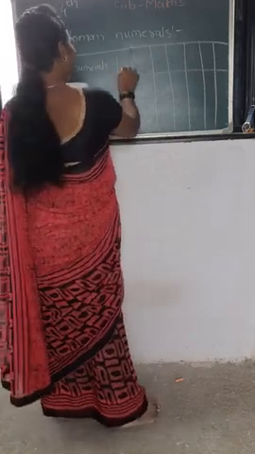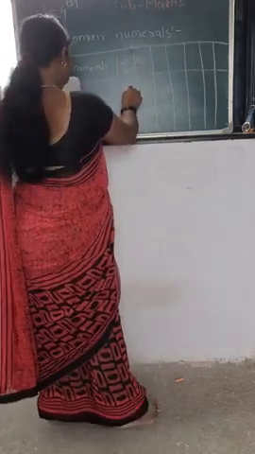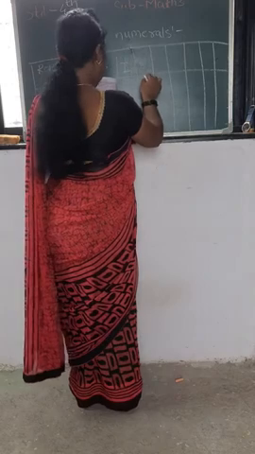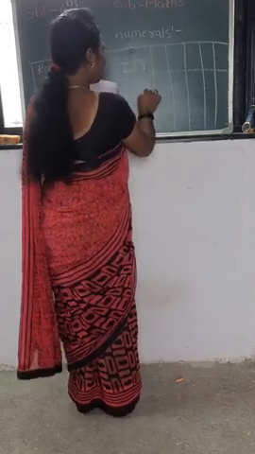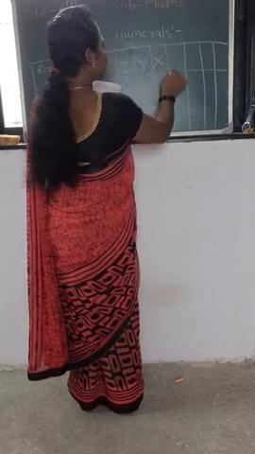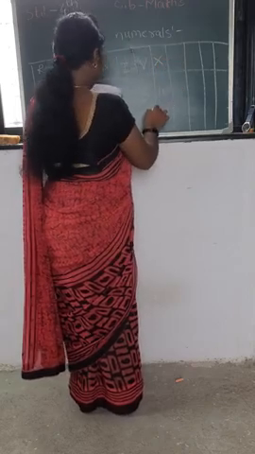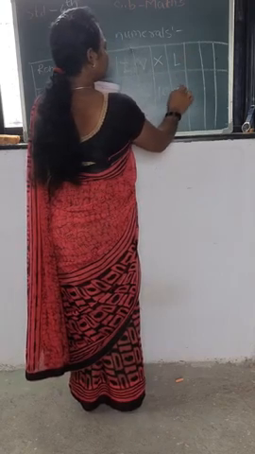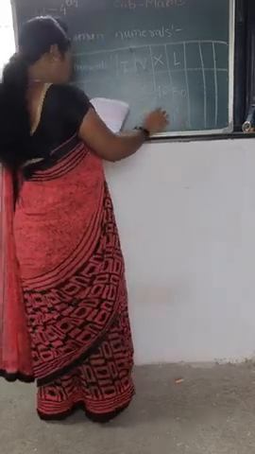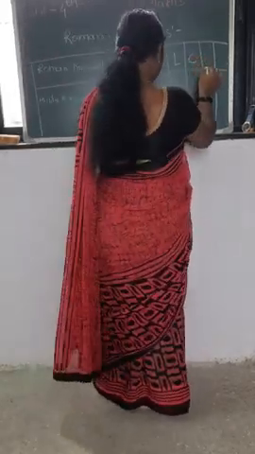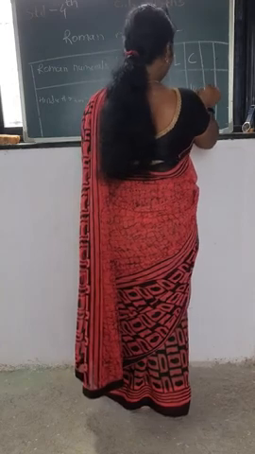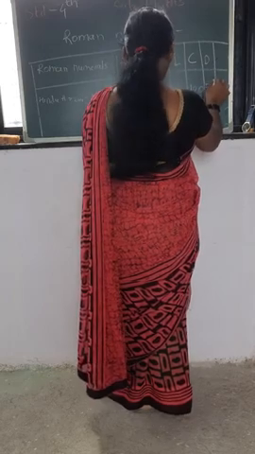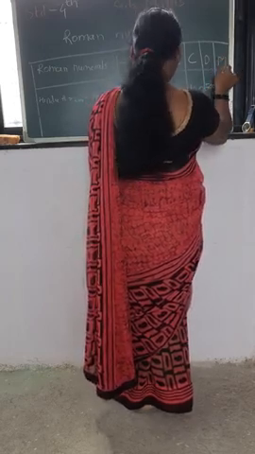The first Roman letter is I. I is denoted by the value 1. Next one is V. The value of V is 5. Next one is X. The value of X is 10. Next one is L. The value of L is 50. Next is C. The value of C is 100. Next one is D. The value of D is 500. Next one is M. The value is 1,000.